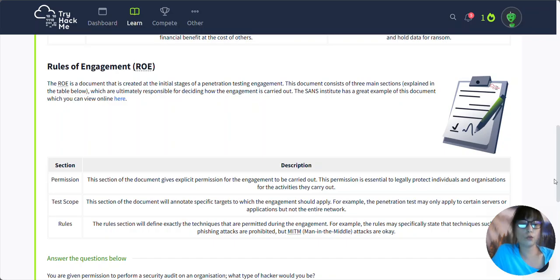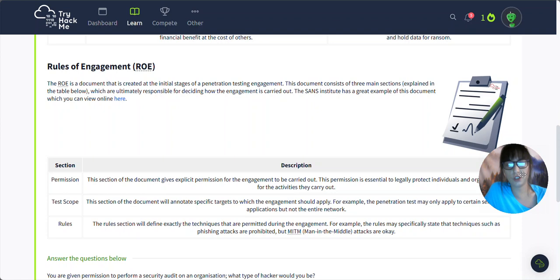Rules. The rules section will define exactly the techniques that are permitted during the engagement. For example, the rules may specifically state that techniques such as phishing attacks are prohibited, but man-in-the-middle attacks are permitted.